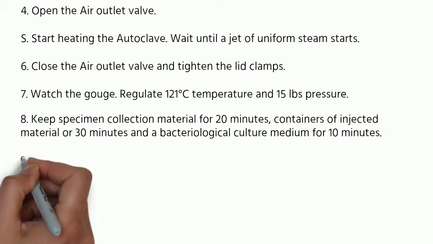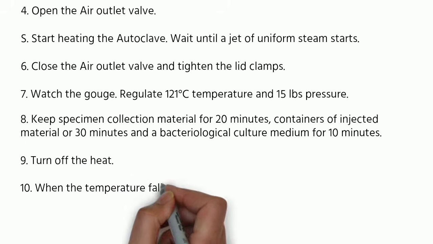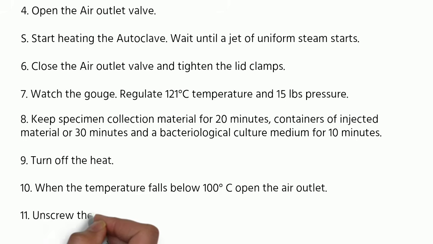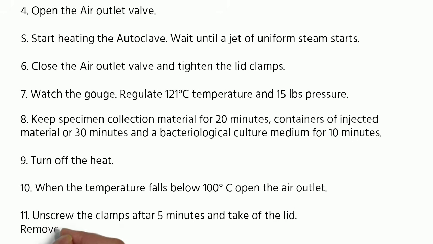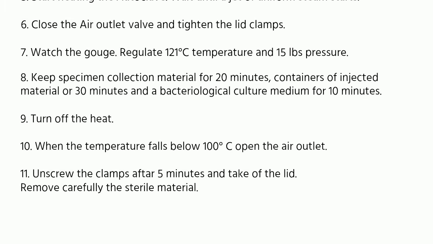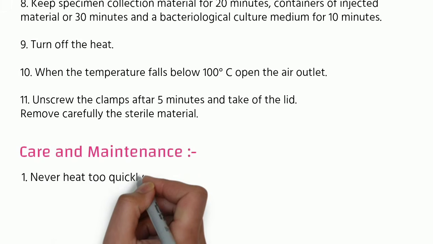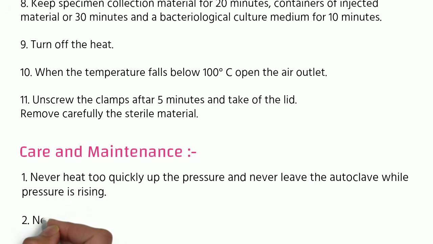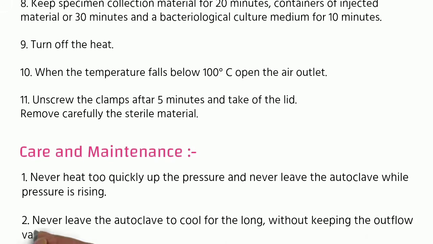Turn off the heat. When the temperature falls below 100 degrees Celsius, open the air outlet. Unscrew the clamp after 5 minutes and take off the lid. Remove the sterile material carefully. Then care and maintenance: never heat too quickly to bring up pressure, and never leave the autoclave while pressure is rising. Never leave the autoclave to cool for long without keeping the autoclave open.